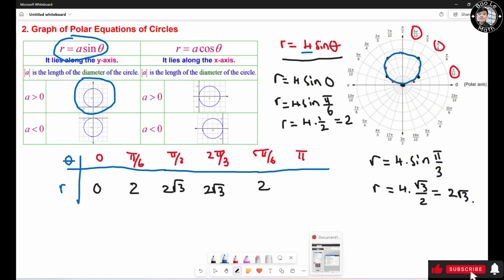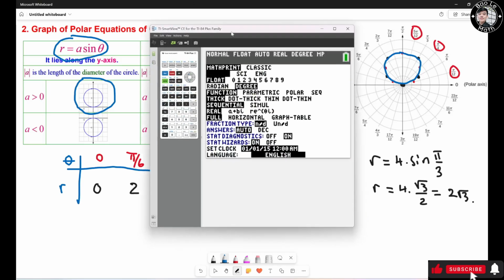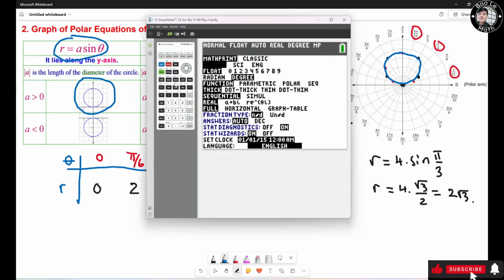Now we can use the calculator to do this one. We're going to pull up the TI-84 Plus C calculator. You're going to hit mode right here. You need to convert it to radian, hit enter, and then go to the function right here. You need to change it to polar. Hit enter, and then hit second mode to quit.